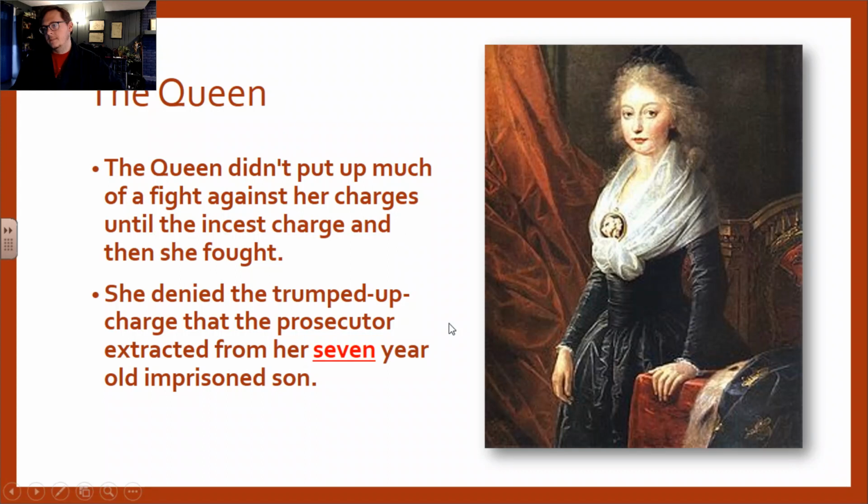I don't know. So the Queen doesn't put much of a fight until there are charges of incest brought up. In that case, she does stand up for herself and kind of like, how dare you say that? It's not true, and how dare you bring that up? And I kind of respect her for that. I think that's very respectable of her.